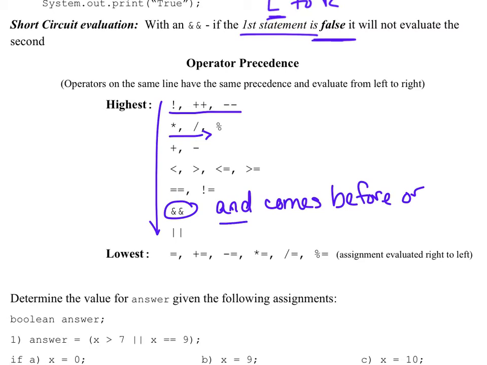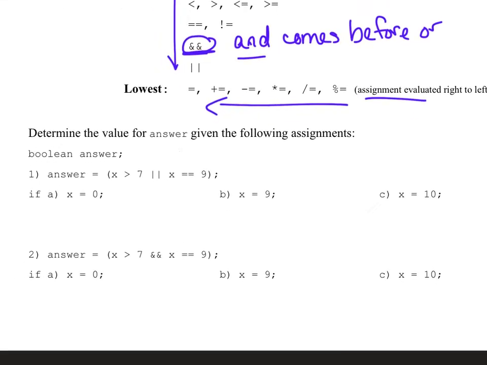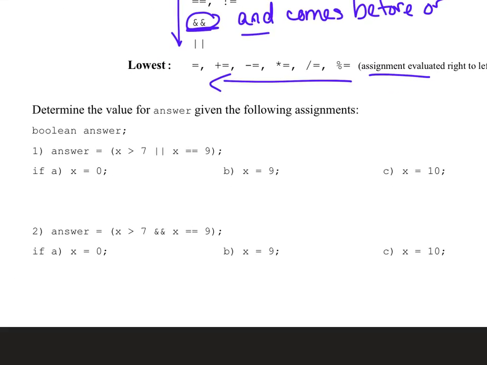But and or are on two different lines, and has higher precedence. So that one comes first. And remember, assignment does evaluate from right to left. Okay, we did that one already. So let's just do a few of these. Let's use our short circuit evaluation if we can.